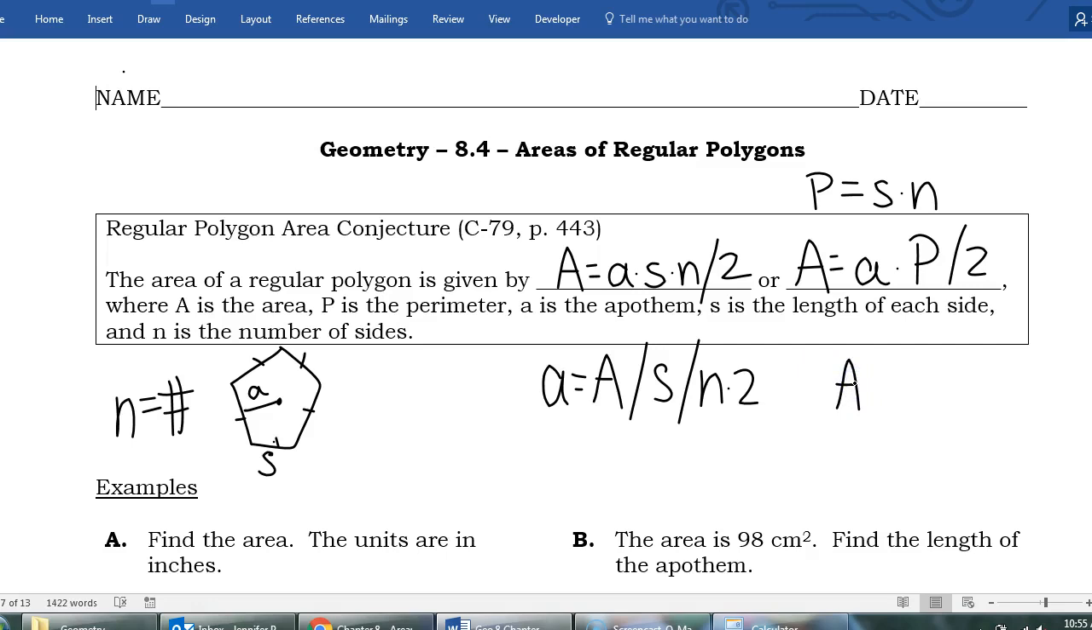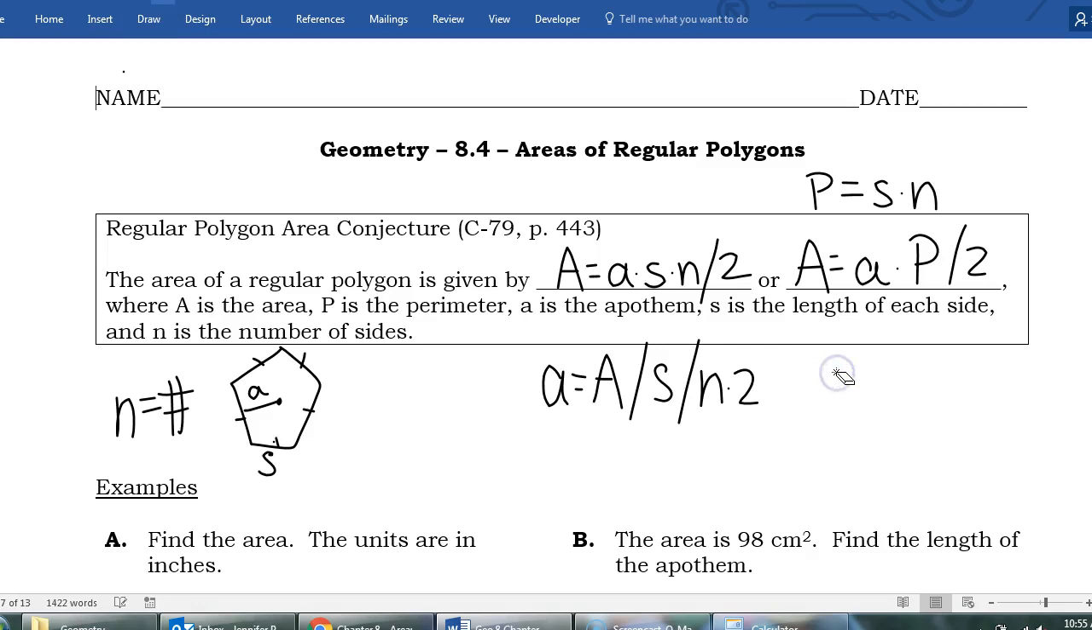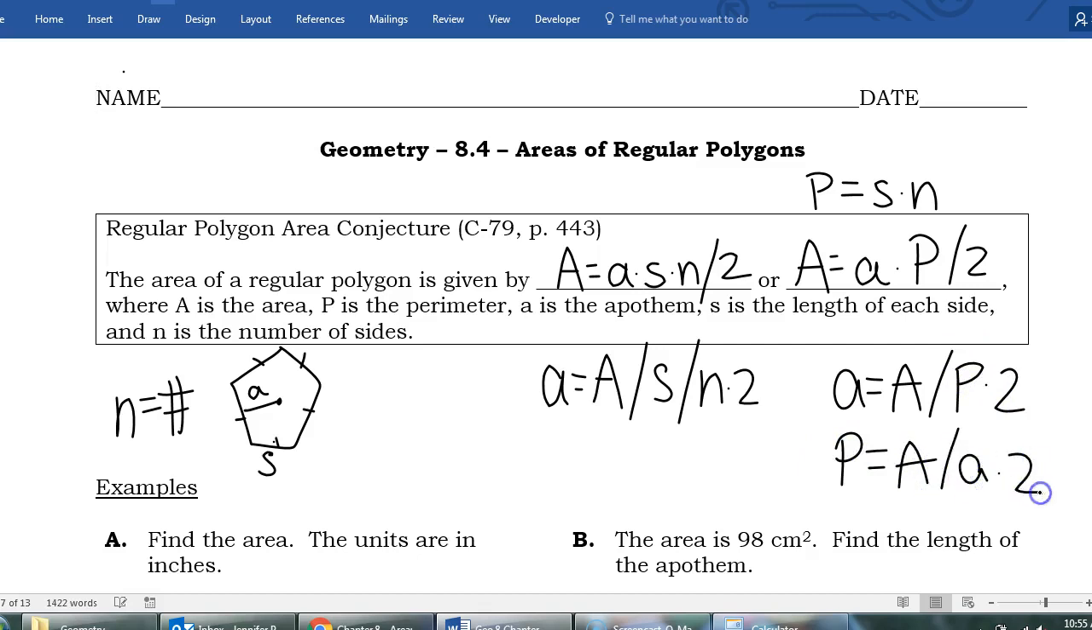We would put a little a there. And if I wanted to solve for perimeter, area divided by apothem times 2. If you needed to solve for side length or for number of sides, it would be just like the apothem, and I'll leave that to you to figure out.